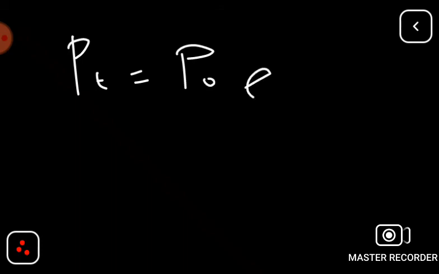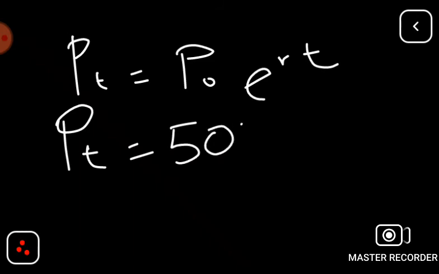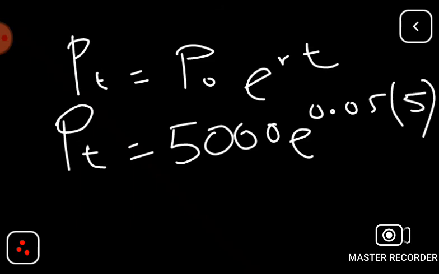Let's write our formula down again. We have PT is equal to P0, which is our present value. Then let's have our formula like that. So we have 5,000. What is our rate? 0.05. What is our time? 5 years. So now we can have our answer.